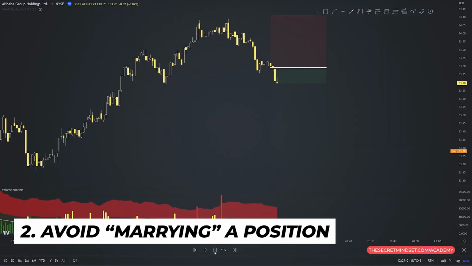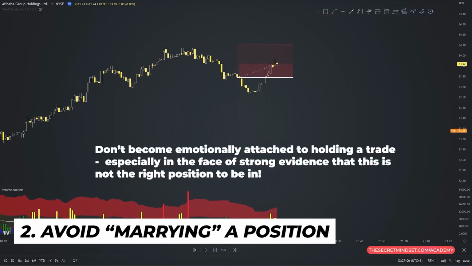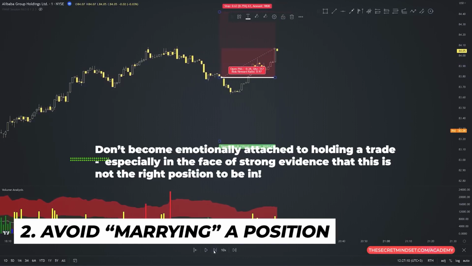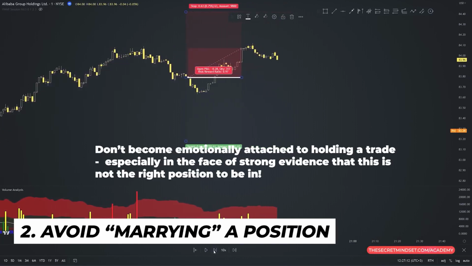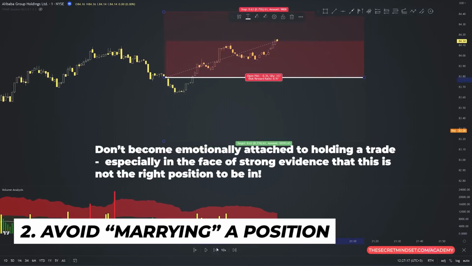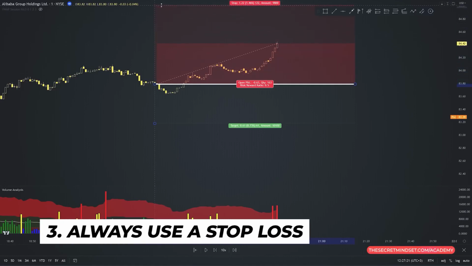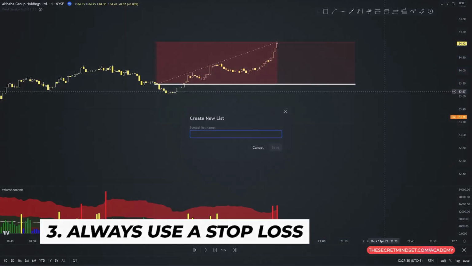Another tip is to avoid marrying a position. This is when you become emotionally attached to holding a trade, especially in the face of strong evidence that this is not the right position to be in. This will lead to excessive losses and wasted margin. This mistake goes hand in hand with another one, not using stop-loss orders. It goes without saying, always use a stop-loss when you are scalping, and always respect it.